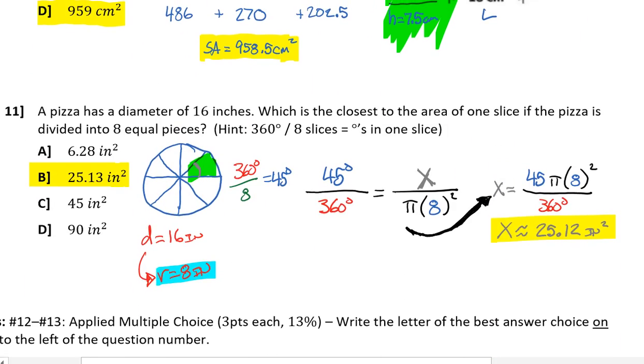Question number 11. Pizza has a diameter of 16 inches. Now, if it has a diameter of 16 inches, we can already know that it has a radius of 8 inches. So from down here, we can see it has a radius of 8 inches. What is the closest area of one slice? So pausing for a minute.